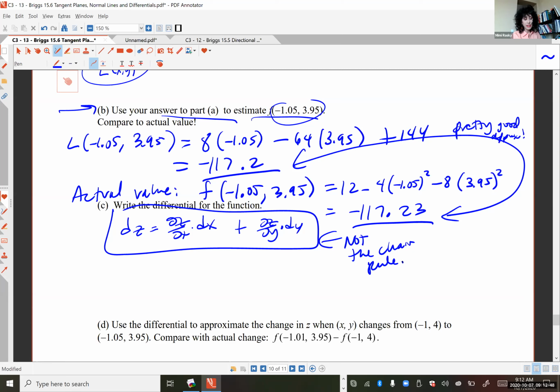Please let me remind you that the chain rule would be taking the derivative of the function z with respect to time. You would have the partial of z with respect to x, multiplied by the derivative of x with respect to time, plus the partial of z with respect to y times the derivative of y with respect to time. And I know they have that same sort of look to it.